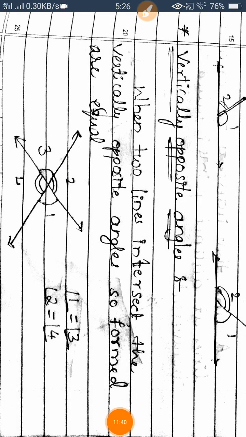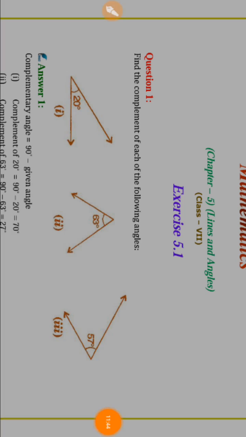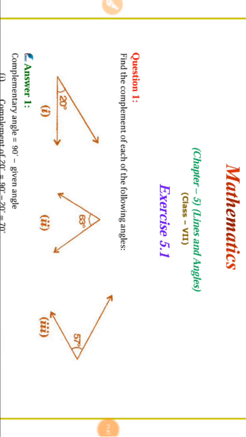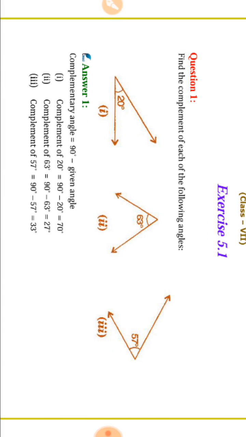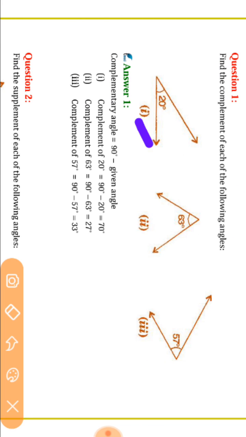So now we can go to the exercise examples. Here, the exercise on lines and angles, exercise 5.1. Find the complement of each of the following. Just now I said complement means 90 degrees. If the sum of two angles is 90 degrees, they are complementary angles. So we have to find the complement of 20, the complement of 63, and the complement of 53.